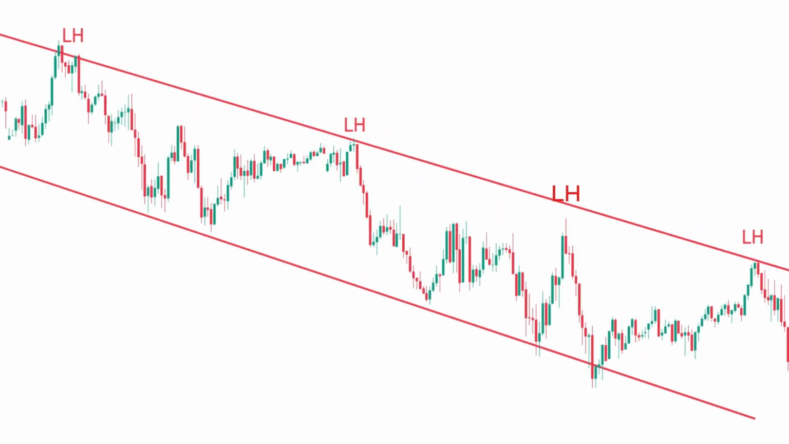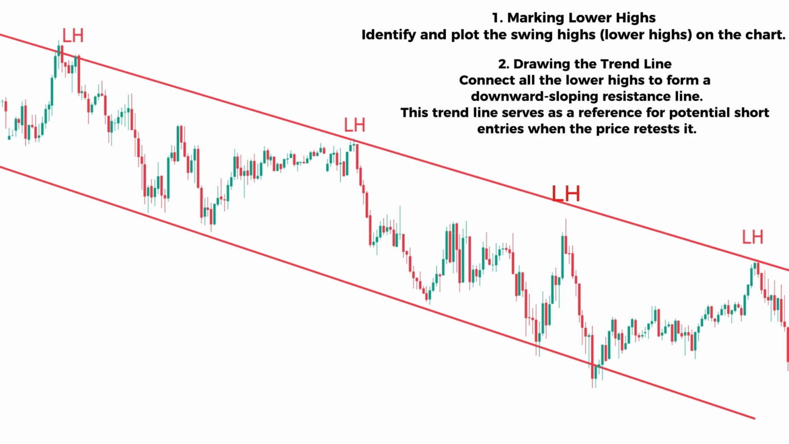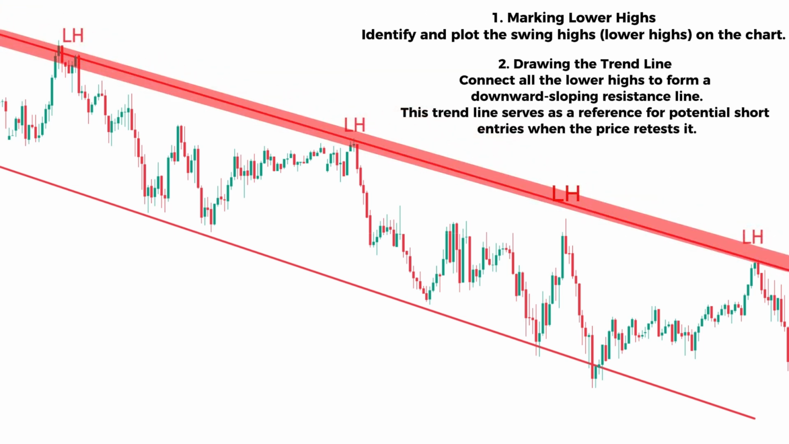Identifying downtrends with trend lines. 1. Marking lower highs: identify and plot the swing highs, lower highs on the chart. 2. Drawing the trend line: connect all the lower highs to form a downward sloping resistance line. This trend line serves as a reference for potential short entries when the price retests it.